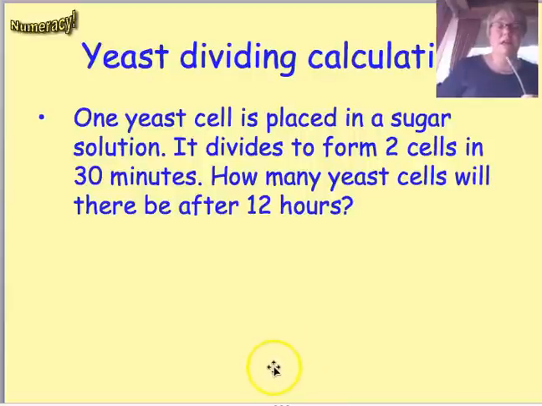So we're going to be having a look at this sort of question here. It's saying 1 yeast cell placed in a sugar solution divides to form 2 cells in 30 minutes. And the question asks, how many yeast cells will there be after 12 hours?